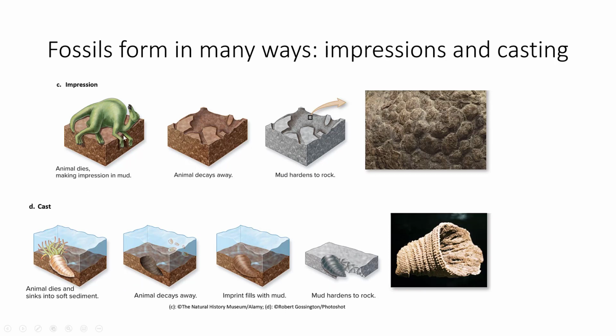Impression is when an organism dies, making an impression or indent in mud. After the animal decays, and the organic matter is gone, the mud has hardened, leaving this imprint and evidence of the organism that was there. A cast is kind of similar. It starts out with the organism that sinks into soft sediment. As the animal decays away, the imprint is then filled in with mud, and the mud hardens and turns into rock, giving us this cast of an organism.